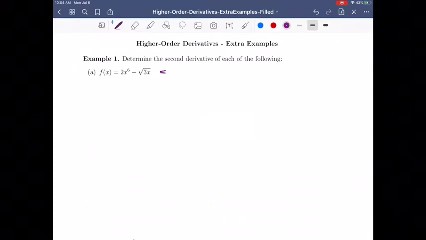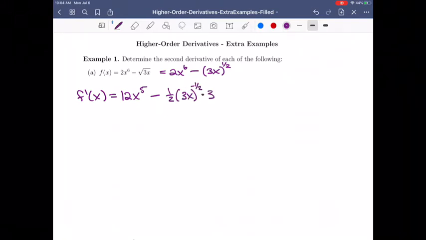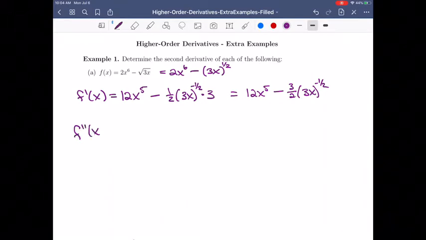So I might want to rewrite this. The 3 is inside the square root, so it's 3x to the power 1/2. Okay, so when I compute the first derivative, for the polynomial bit, I get 12x to the 5. And now I'm going to have to do the chain rule here. So I bring the 1/2 down, and it's 3x to the negative 1/2 times 3. So if I simplify this, I get 12x to the 5 minus 3 over 2 times 3x to the negative 1/2. So now I want to compute the second derivative.